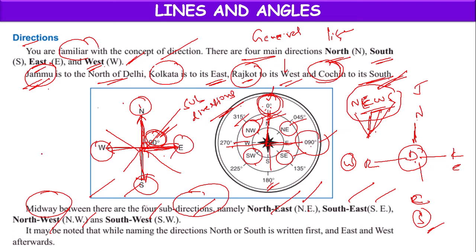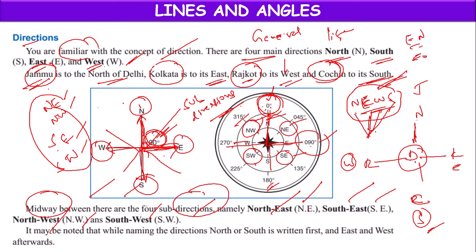So whenever we are mentioning the directions, we have to mention north or south first. Then we have to mention either east or west. So northeast, northwest, southeast, southwest. Like that only we have to name the sub-direction. We cannot name them like east-north, east-south, or west-north. Like that we should not say. We should always start with either north or south while naming the sub-directions.